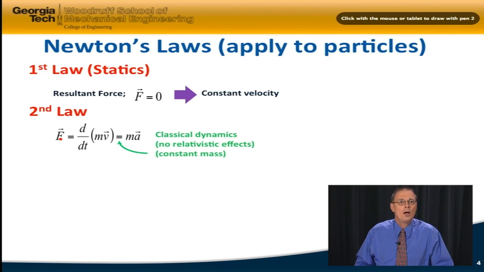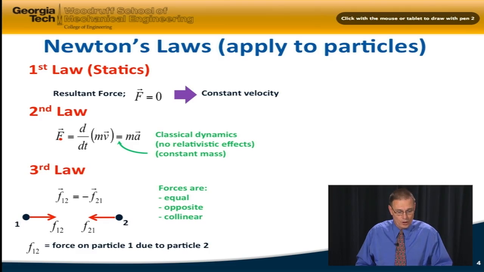And then finally, write down in your own words what Newton's third law is. Okay, so Newton's third law says if I have two particles, the forces between those particles are equal in magnitude, opposite in direction, and along the same line of action, or collinear. So here's my notation. The force on particle 1 due to particle 2 is equal to negative, because it's in the opposite direction, the force on particle 2 by particle 1. And so equal and opposite forces.